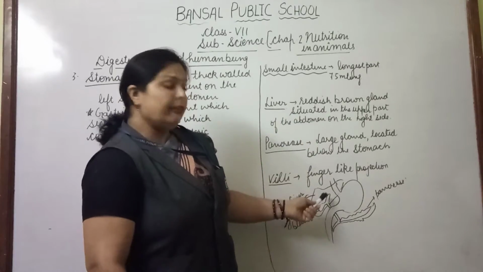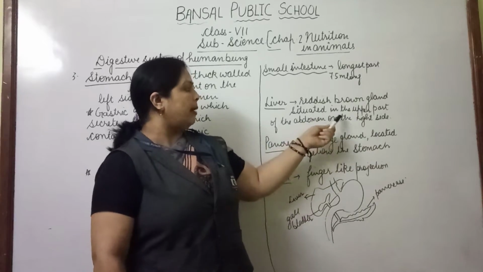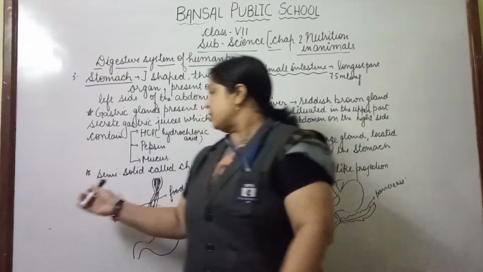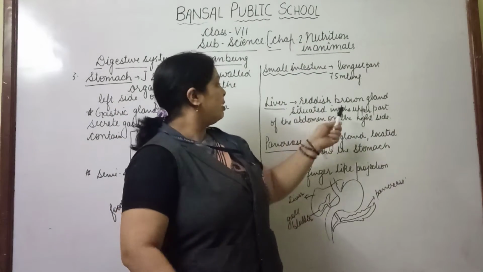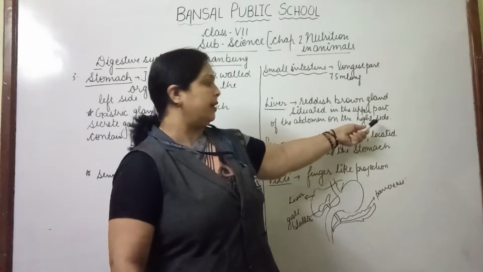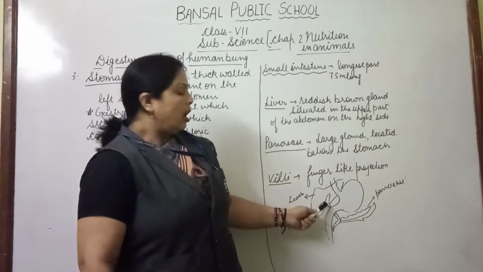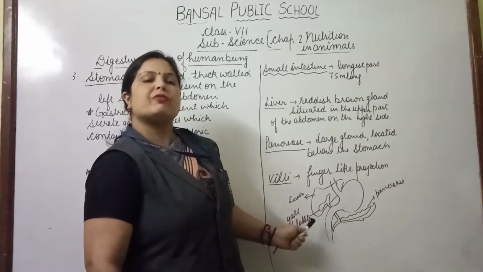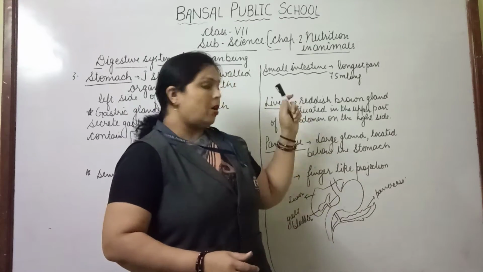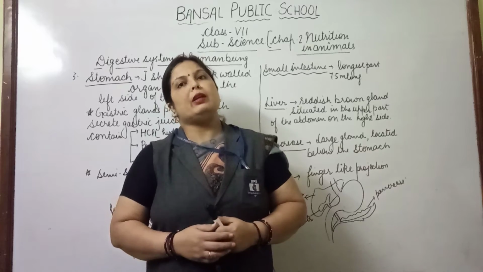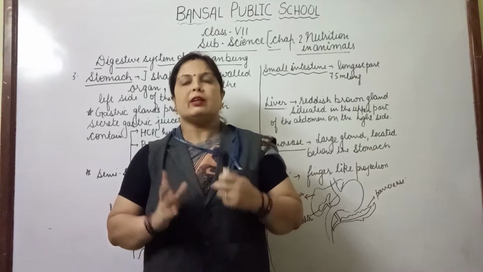And the liver is a reddish brown gland situated in the upper part of the abdomen on the right hand side, whereas the stomach is on the left hand side. It's an important point. The liver is present on the right hand side. Clear? And the liver contains a structure known as the gallbladder, and the gallbladder secretes a juice which is known as bile juice. Bile juice provides an alkaline medium to the small intestine and helps in the digestion of fats, completely digesting fat into fatty acid and cholesterol.